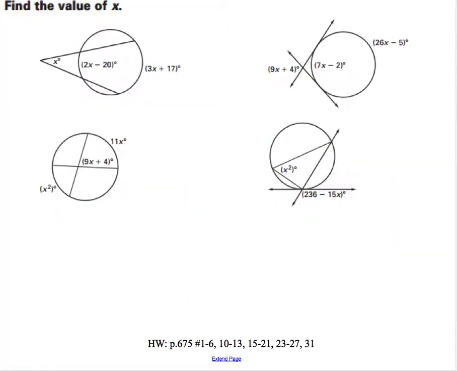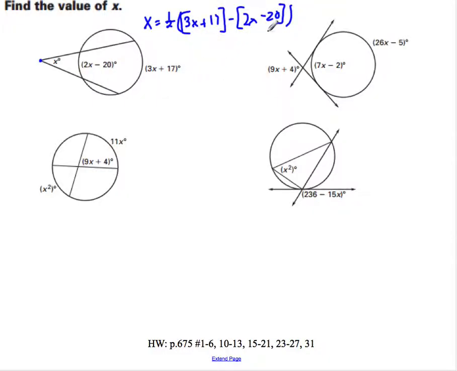Lastly, we're going to look at the same concept of setting up equations. And the idea is you just still need to know the property. So when we look at these, the intersecting lines here are going to be on the outside. So we're going to use the idea that the angle is equal to 1/2 the big, so maybe I'll write this using brackets, minus the small, 2x minus 20.